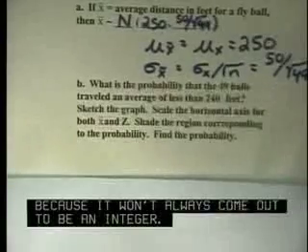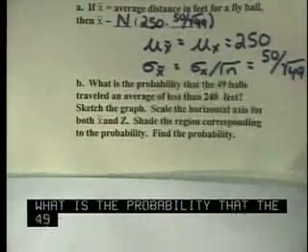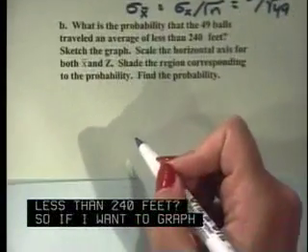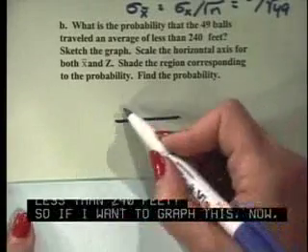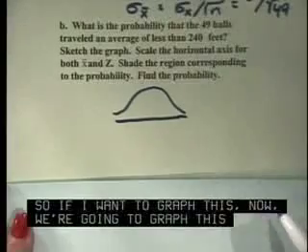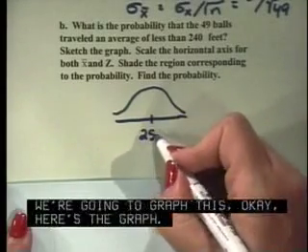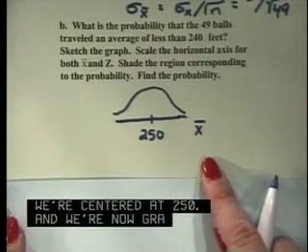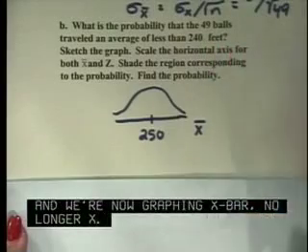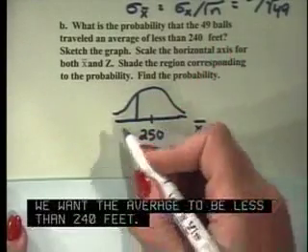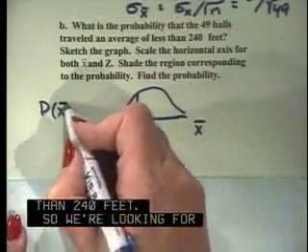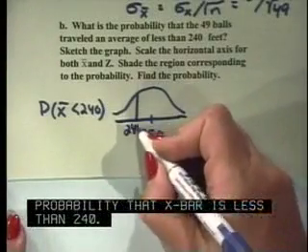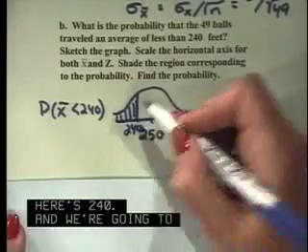Next one, what is the probability that the 49 balls traveled an average of less than 240 feet? So if I want to graph this now, we're going to graph this. Okay, here's the graph. We're centered at 250. And we're now graphing x bar, no longer x. We want the average to be less than 240 feet. So we're looking for the probability that x bar is less than 240. Here's 240. And we're going to shade in this area.